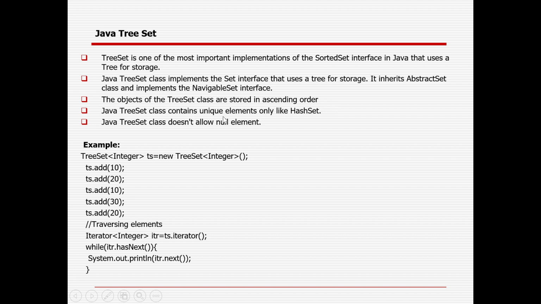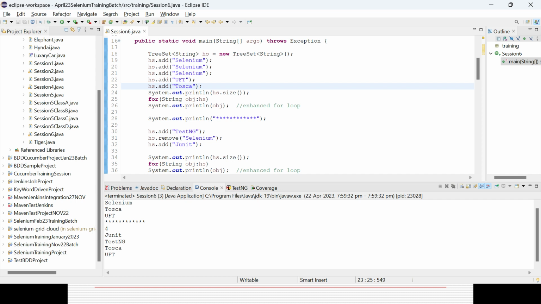Java TreeSet class contains unique elements. It cannot contain duplicates, but it will keep ascending order. Java TreeSet class does not allow null elements as well. So same thing, right? But the only difference is that you are getting that thing in alphabetical order. For numeric, in case it's integer, it will be based on the integer order from lower to higher, meaning ascending order always. So that is the only difference between the HashSet and the TreeSet.